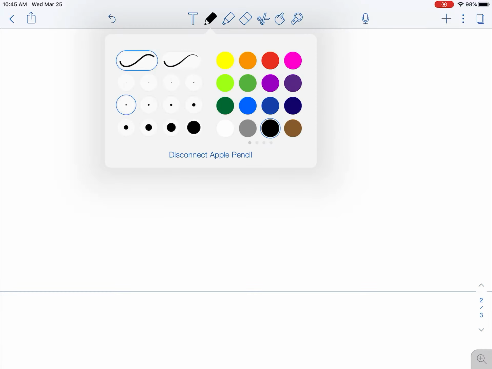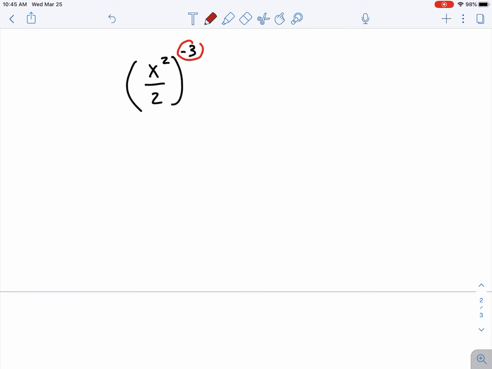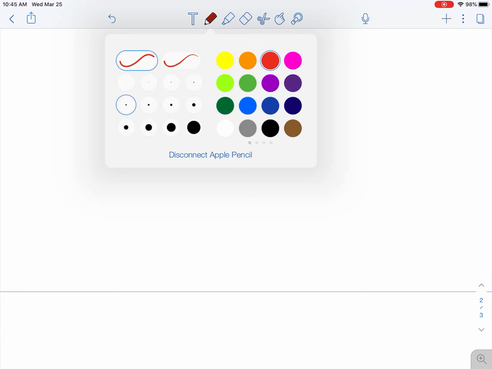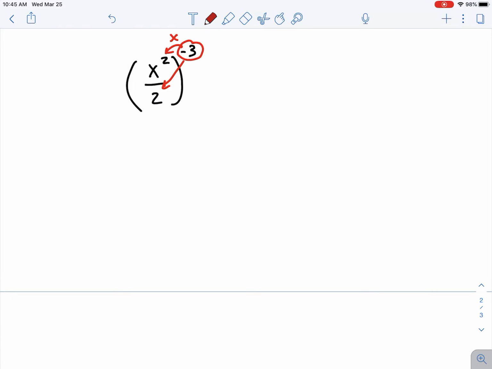This negative is hanging out in the air, and it's going to distribute in as a power, not through multiplication, but as a power, and it's going to multiply in. So what that's going to give you is x to the negative 6 over 2 to the negative 3, because the power on the 2 is a 1. So up here I'm going negative 3 times 2, and down here I'm going negative 3 times 1.